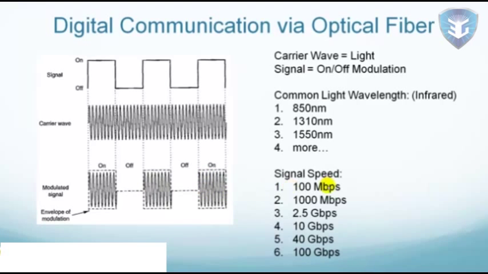The most common signal speeds include 100 megabit per second, 1 gigabit per second, 2.5 gigabit per second, 10 gigabit per second, 40 gig per second, and 100 gigabit per second. 100 gigabit per second is currently a state-of-the-art technology, and many fiber optic companies are working hard to commercialize it.